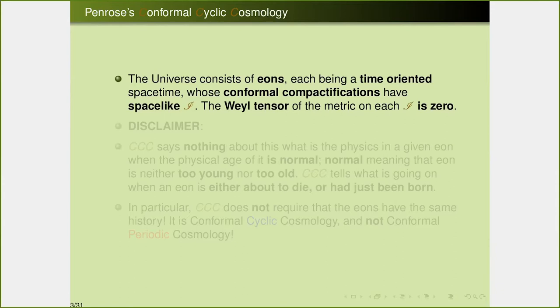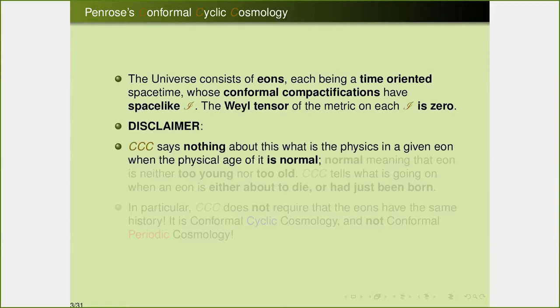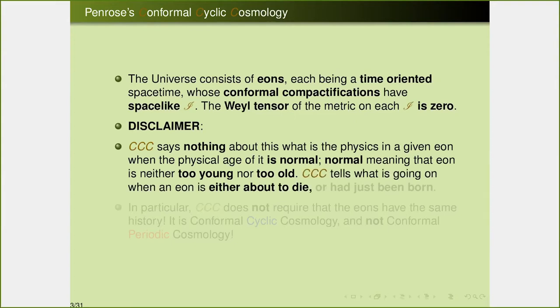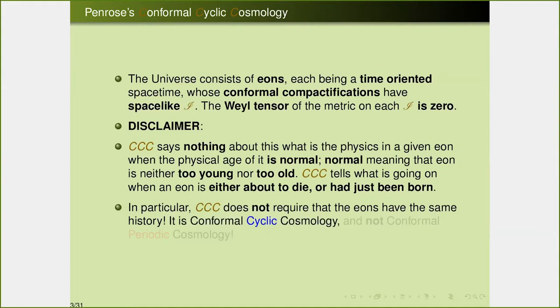First I should say what CCC is not. CCC says nothing about the physics in a given eon when the physical age of the eon is normal. Normal here means that the eon is neither too young nor too old. CCC tells instead what is going on when an eon is either about to die or has just been born. In particular, CCC does not require that the eons have the same history. It is conformal cyclic cosmology and not conformal periodic cosmology, okay?